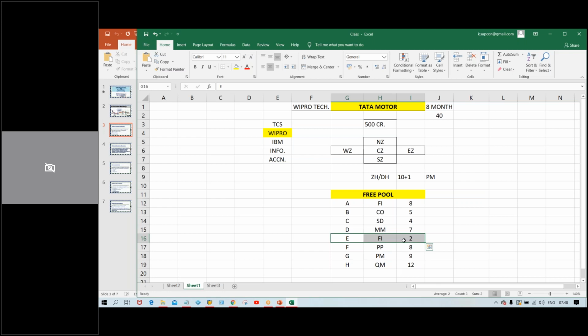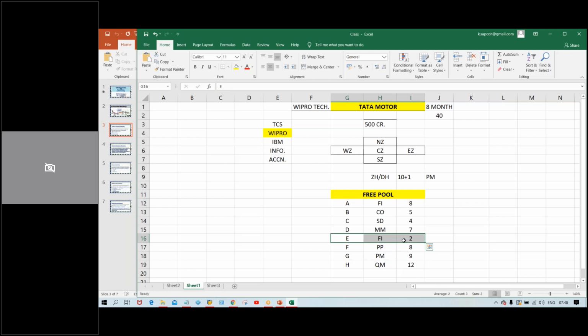Why? Because as I told you, every organization has a resource management team. So these people already know your preference and all. They will have a list of all these things. And every location has multiple projects. So as per the candidate's preference, they are going to adjust the projects.